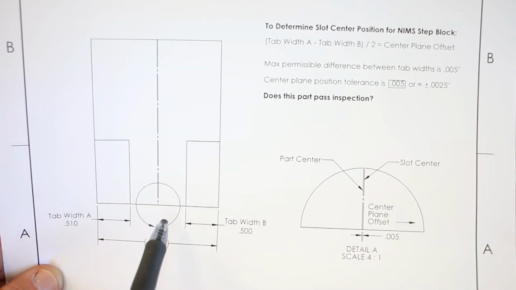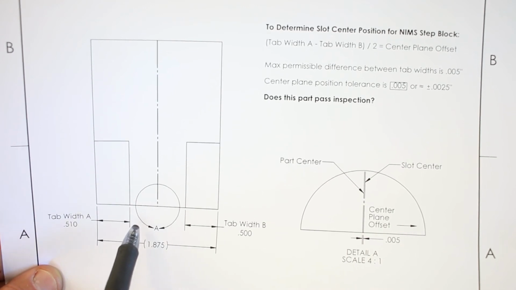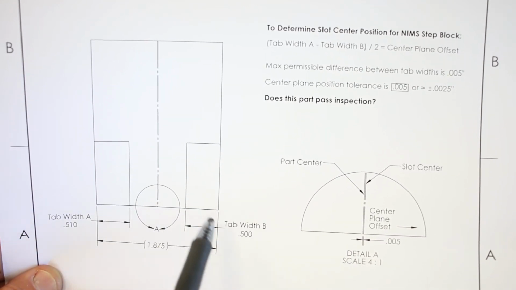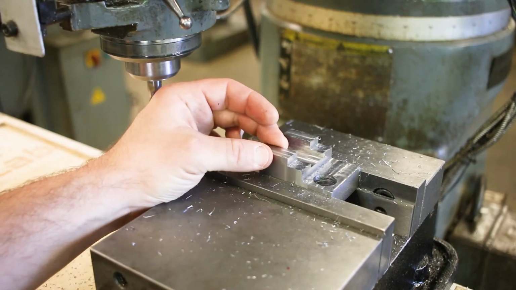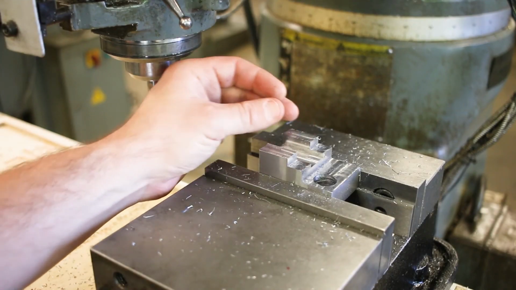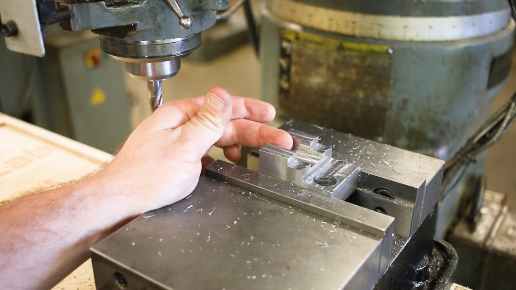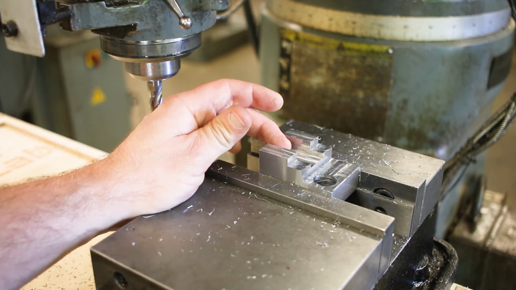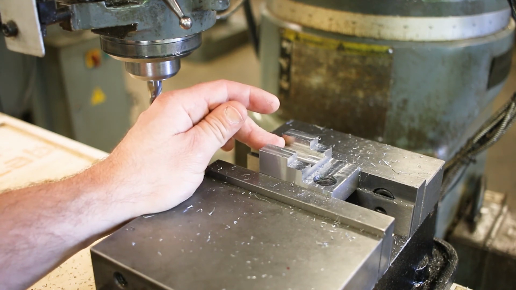The big takeaway here is that when you're measuring the tab widths and trying to determine whether or not your slot is on center, they have to agree within 5 thousandths of an inch, and the closer the better. In our case, the difference between the tab widths is only 1 thousandth of an inch, which means that the center plane offset is only a half thousandth of an inch. And that is totally within the tolerance. So technically we don't need to do anything to change this center position.